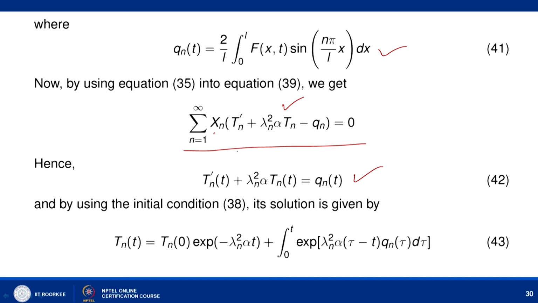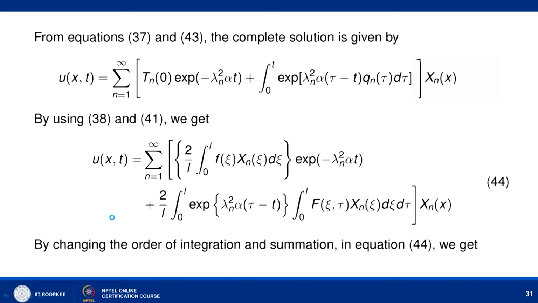the solution using whatever method. In fact, the variation of parameter method you can apply, or you can simply solve, and this problem can be written as T_n(t) equal to T_n(0) exponential of minus lambda_n squared alpha t plus integral 0 to t exponential of lambda_n squared alpha (tau minus t) q_n(tau) d tau. So once we have T_n(t) and X_n we have already obtained as sin(n pi x by L), our solution u(x,t) is given as T_n(t) into X_n(x). So T_n(t) expression we have written here. Now we already know the expression for T_n(0), that is 2 by L integral 0 to L f(xi) X_n(xi) d xi.